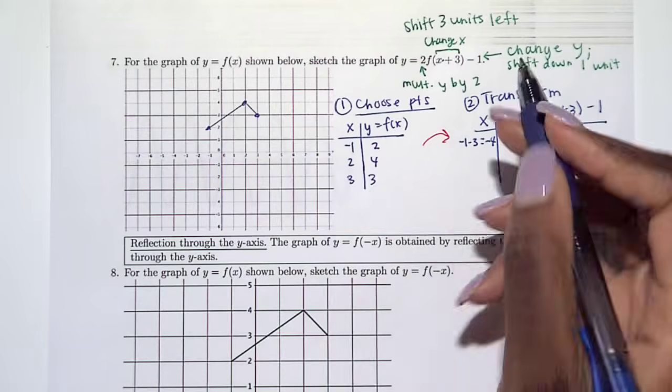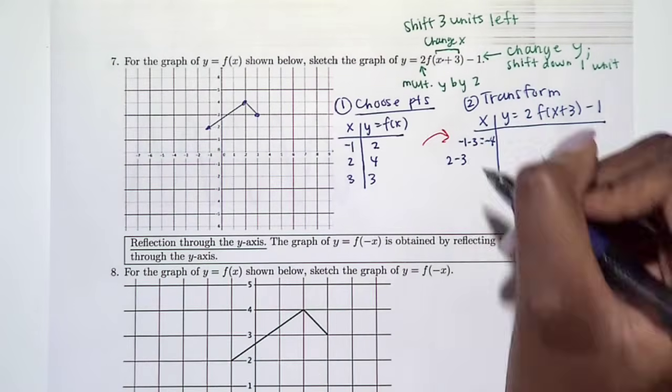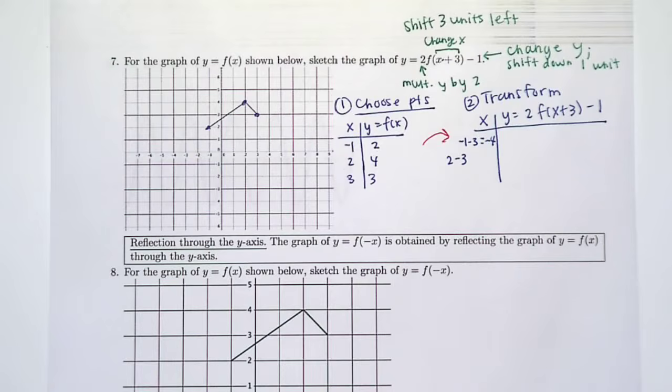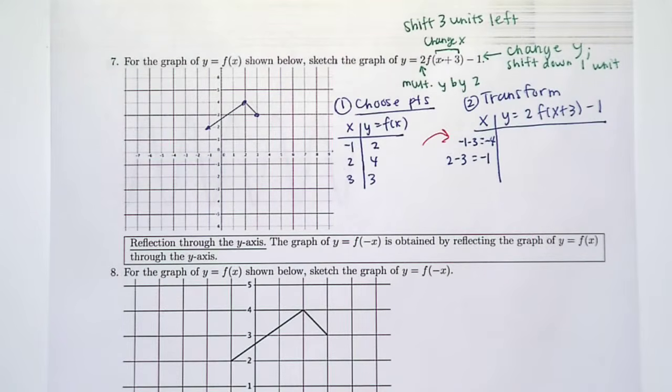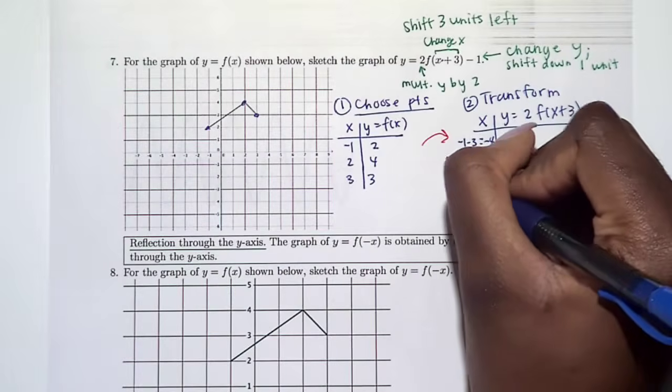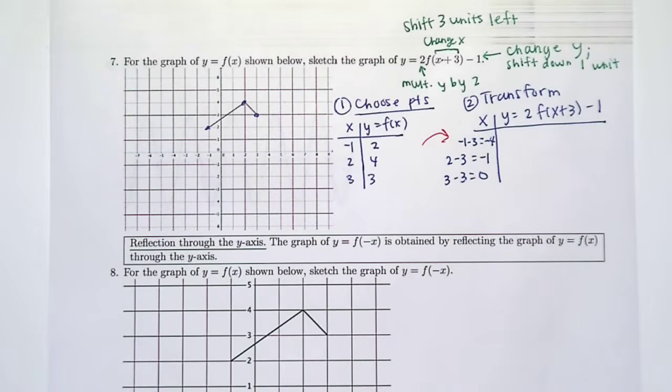We'll do the same thing. 2 minus 3. So our x is negative 1. And then 3 minus 3, our x is 0. Again, we're treating x and y completely separately.